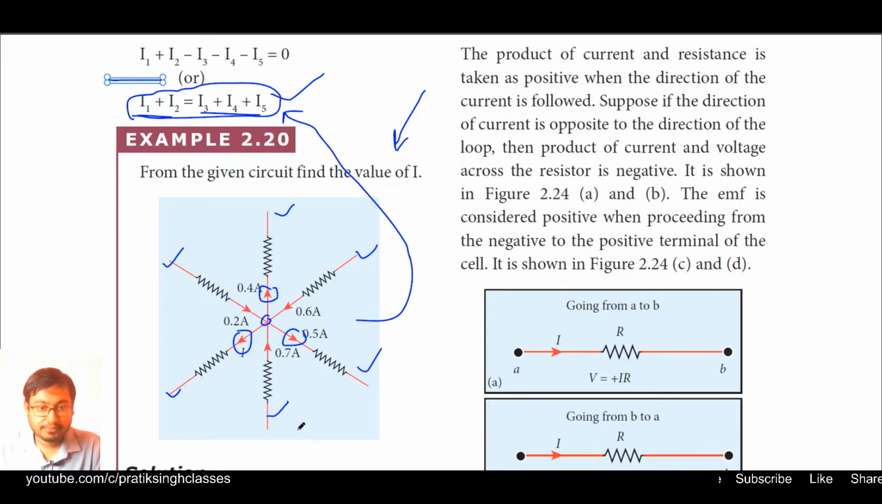So adding all the inward currents, that is 0.6 ampere plus 0.7 ampere plus 0.2 ampere is equal to 0.4 ampere plus 0.5 ampere plus 0.2 ampere, and that is how we can solve this question. Coming to the calculation given in the book.